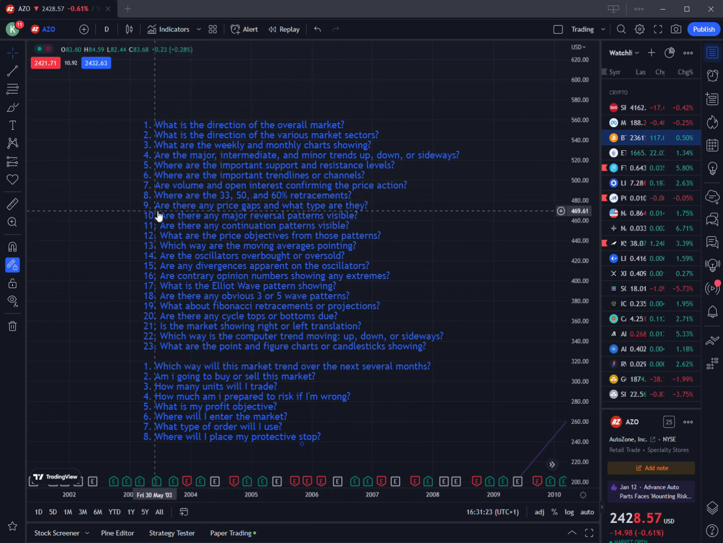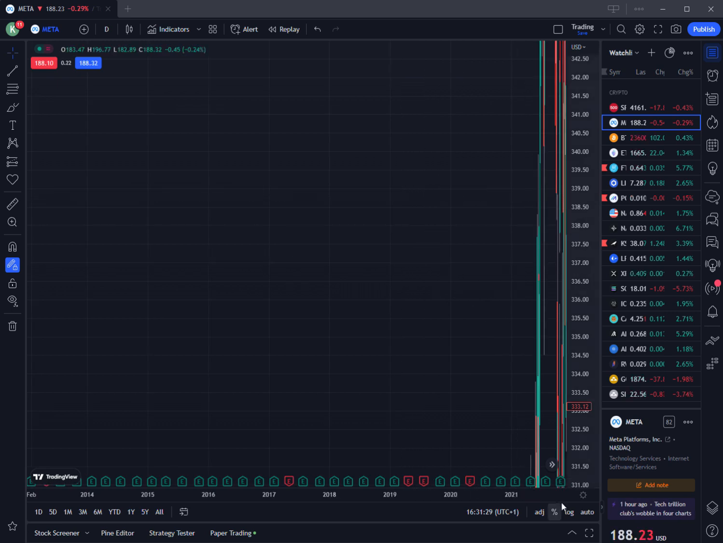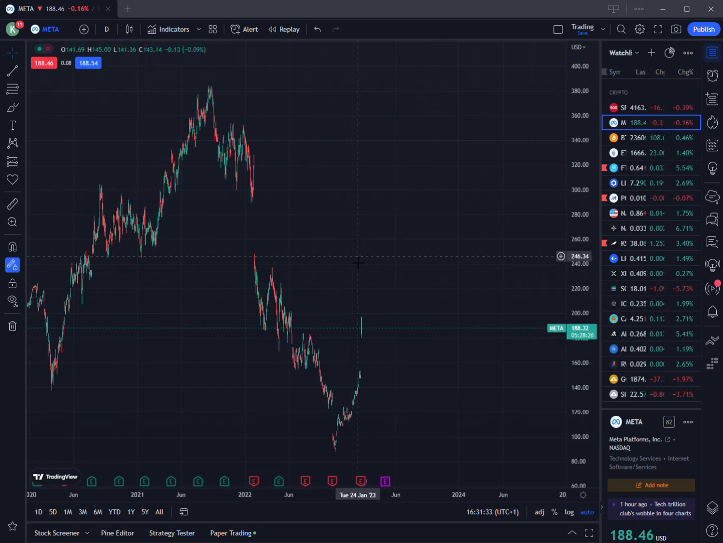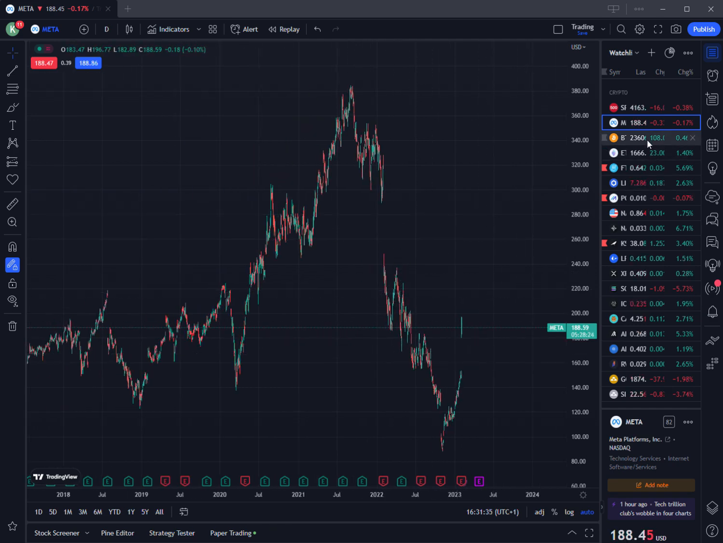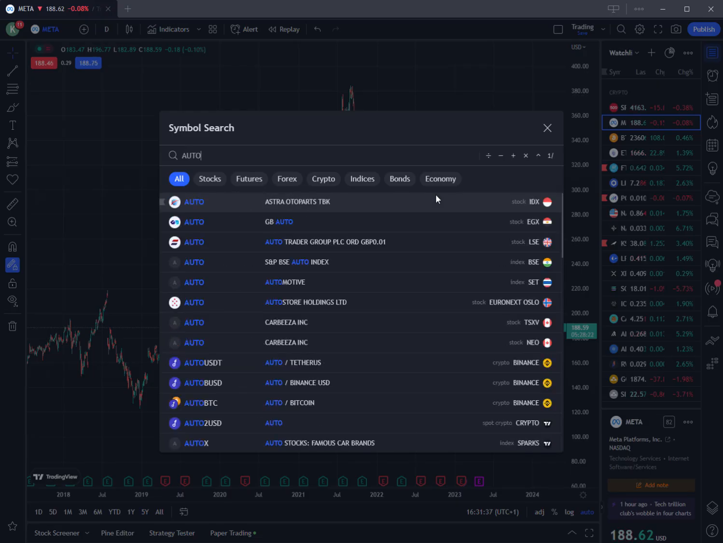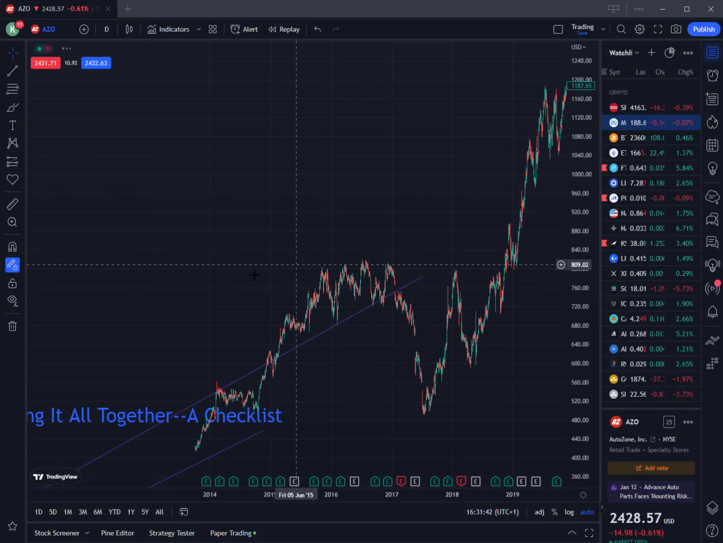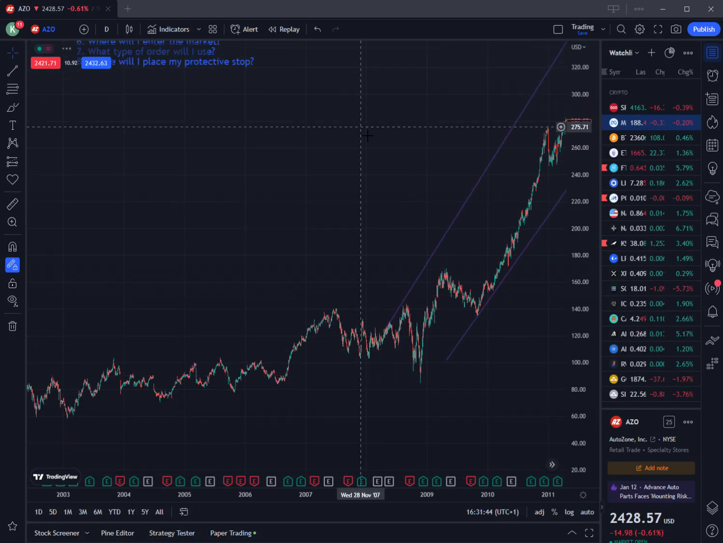So you've got the Fibonacci retracement, or just retracements of a price. Are there any price gaps? What type are they? And especially Meta is really a great example of this.